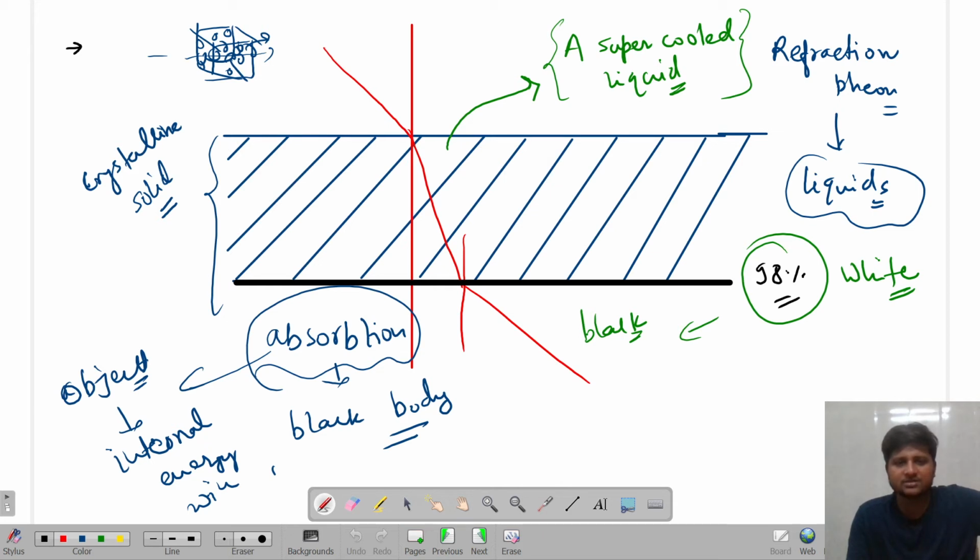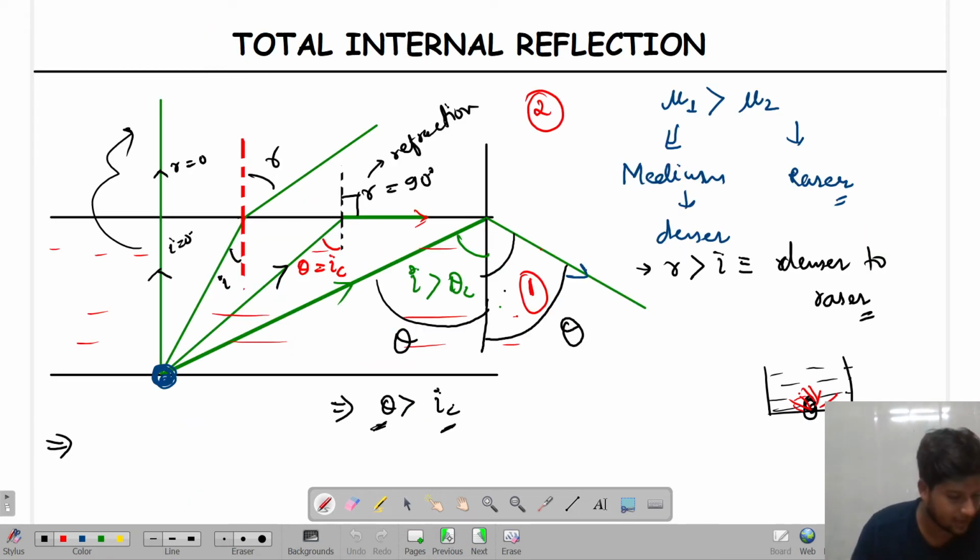Unchanged, yeah, it remains. Okay. Now, if it is absorbed, it will heat. Yes or no? A solar panel gets heated after that. Okay, now look over here.